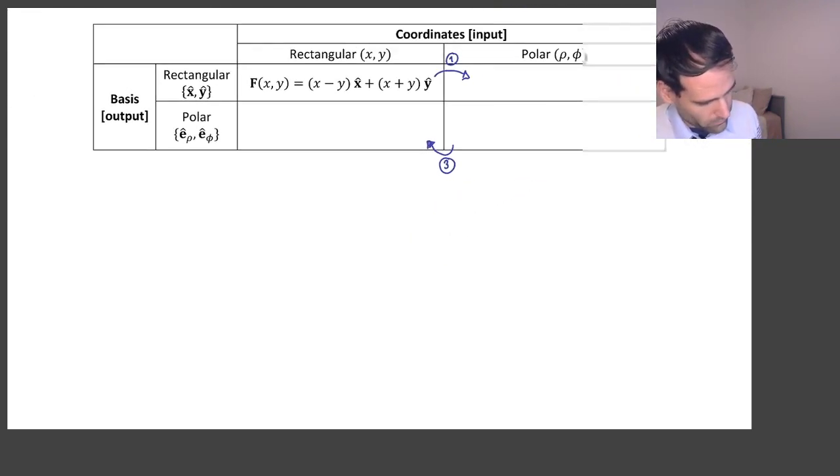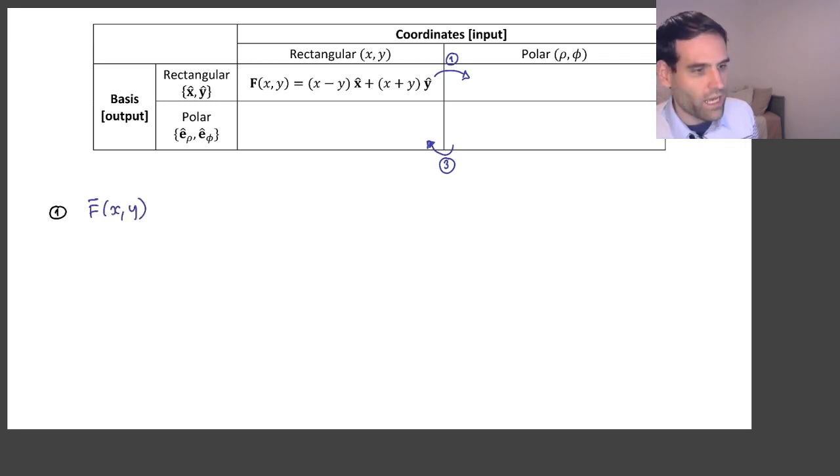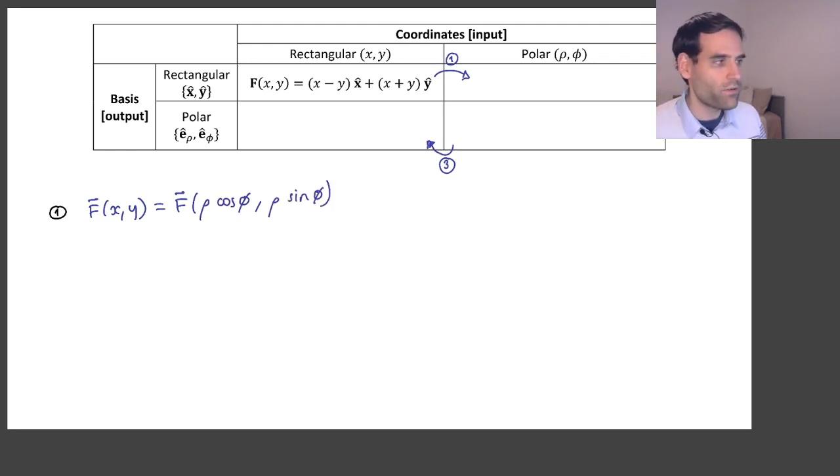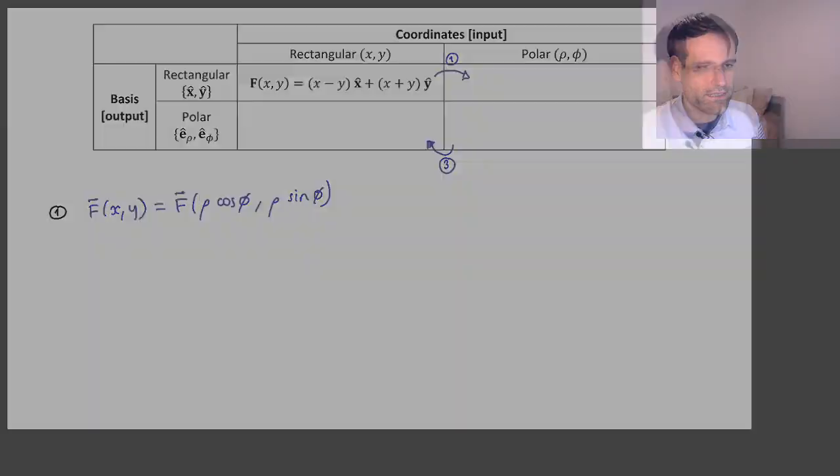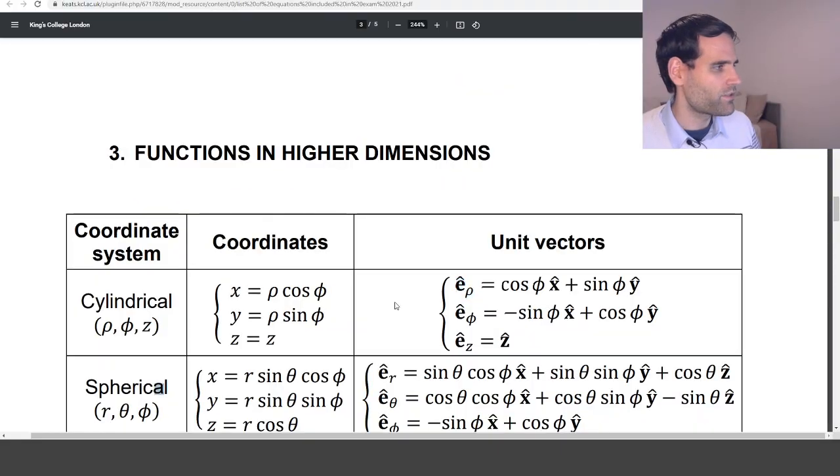We start with our function, which is a vector function of x y, and we are going to substitute x. Wherever we see an x, we're going to write rho cosine phi. And whenever we see a y, we're going to write rho sine phi. How do I know this? Well, as usual, this is just given in the equation list. So these are the polar coordinates, x and y as a function of rho and phi.